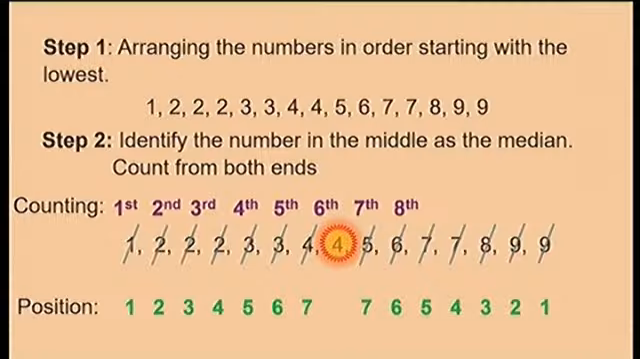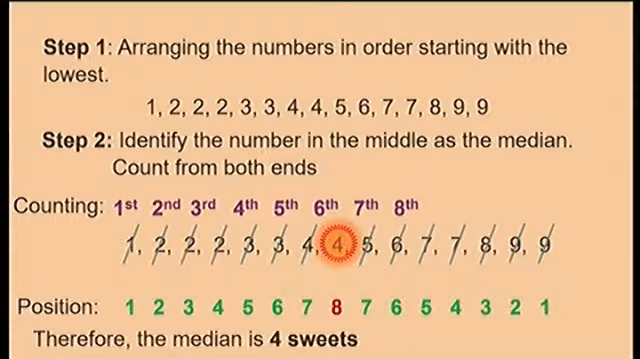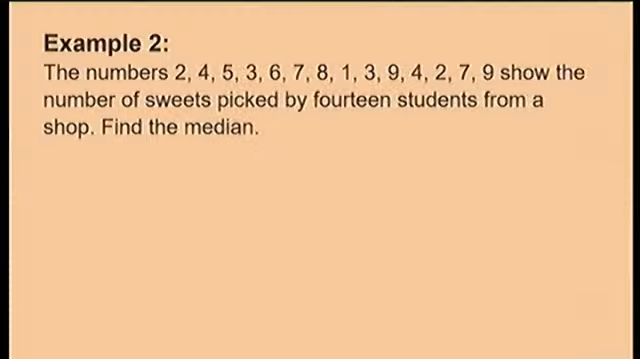And from that, we can look at the middle position, which is 8. Whether you count from the lowest or from the highest, where they tie is in the 8th position. In the 8th position, we have a 4. Those numbers given were sweets being distributed. We see that in our 8th position, we have 4. Therefore, our median is 4 sweets.